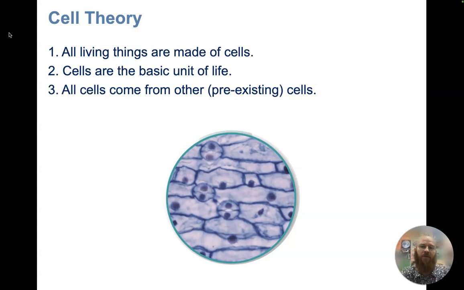So all living things are made of cells. We consider cells the basic unit of life. Again, that's when we start considering that level to be living. And then third, all cells come from other or pre-existing cells. So cells don't just randomly appear out of thin air. They will always come from pre-existing cells.